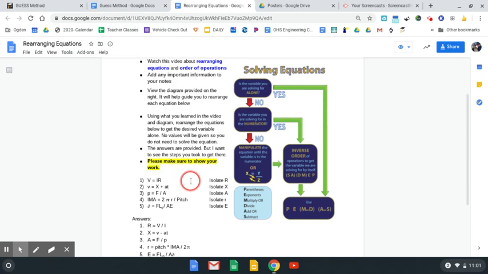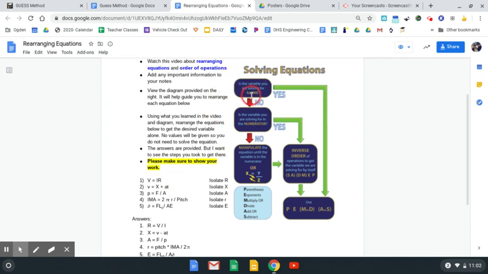V equals I times R, and look what it says, isolate R. We want to solve for R, so no, it's not alone. So that's what that box means. The next one says, is the variable you are solving for in the numerator? Let's pick on another one. Let's look at number 3. P equals F divided by A. Isolate A. Is A in the numerator?